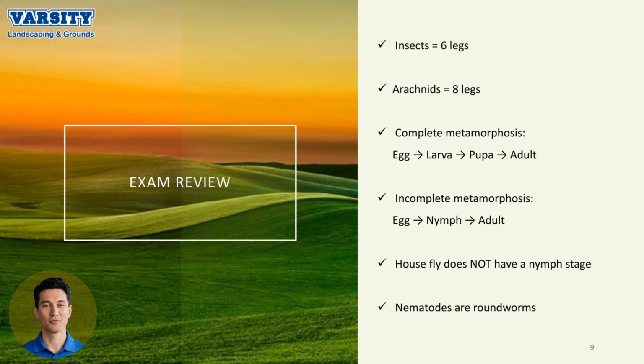As we conclude this chapter, let's review the key concepts. Insects have 6 legs, 3 body regions, 1 pair of antennae, and an exoskeleton. Arachnids have 8 legs, 2 body regions, and no antennae. Complete metamorphosis follows the sequence of egg, larva, pupa, and adult. Incomplete metamorphosis follows the sequence of egg, nymph, and adult. Houseflies undergo complete metamorphosis and do not have a nymph stage. Finally, nematodes are roundworms that may be beneficial or harmful depending on the species. Understanding these concepts will help you identify pests accurately and answer common questions on the Virginia Registered Technician Certification Exam.